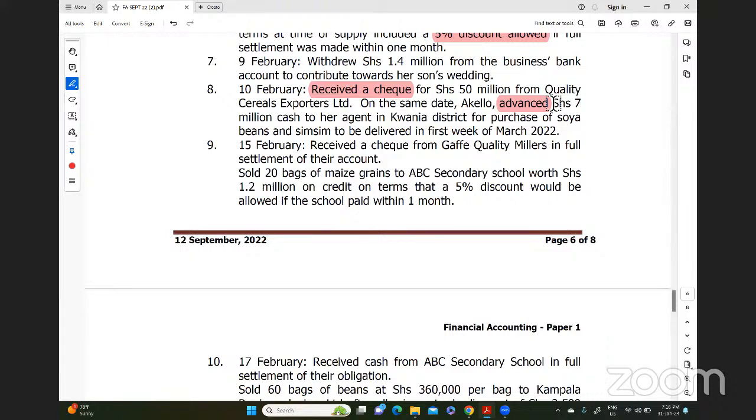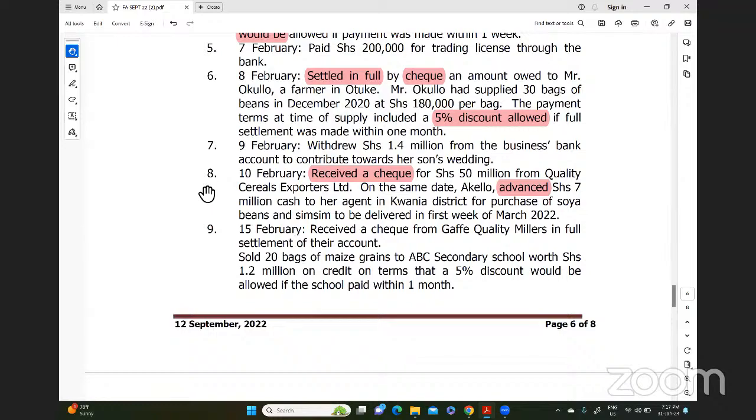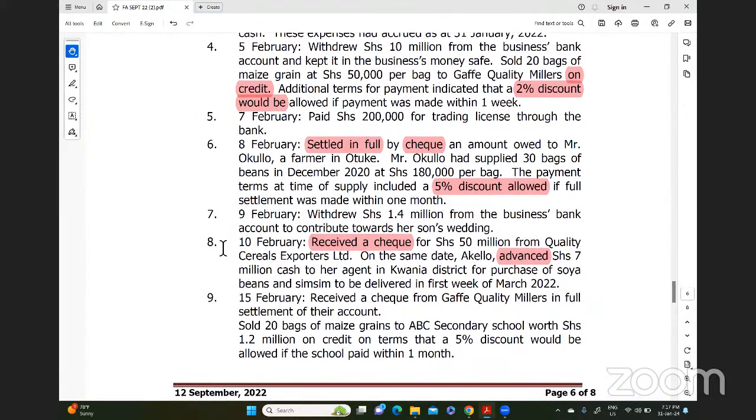On the 9th transaction, on 15th of Feb, received a check from Gaffe Quality Millers in full settlement of their account. Now we need to trace back and see where Gaffe is. Gaffe Quality Millers is paying us. Number 4, that is the transaction that we ignored. And it happened on 5th.